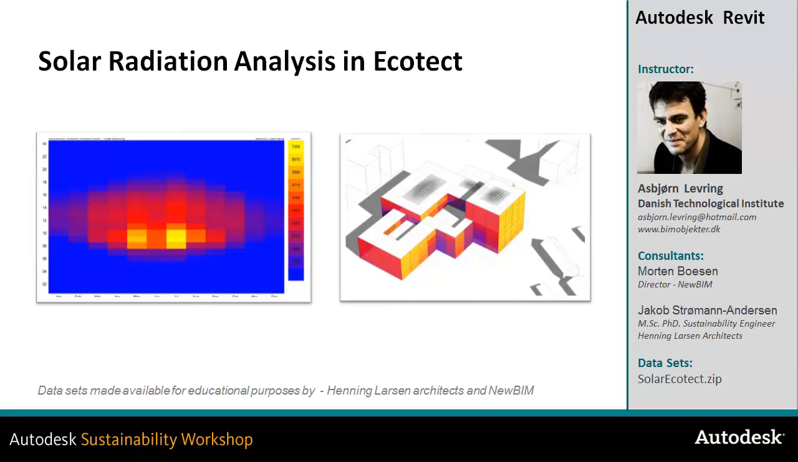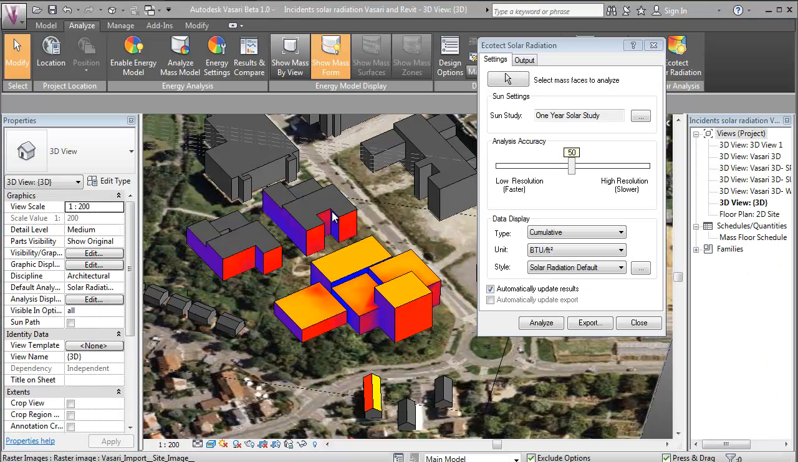In this video about solar radiation analysis in Ecotect, you will learn how to do analysis of solar exposure, how to subdivide your surfaces, and how to calculate incident solar radiation on your building. And you will also get insights on analysis results and how these results have impacted this actual design project from Henning Larsen Architects. I want to start out in Project Vasari.